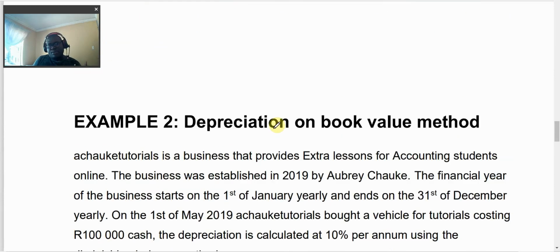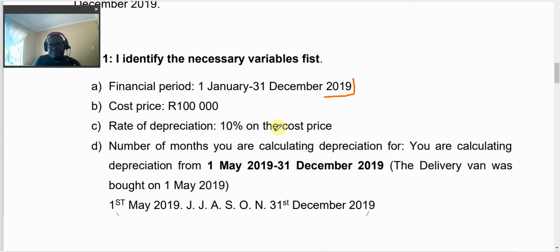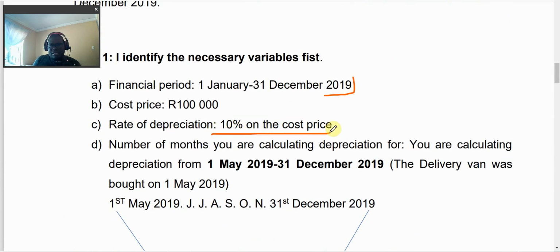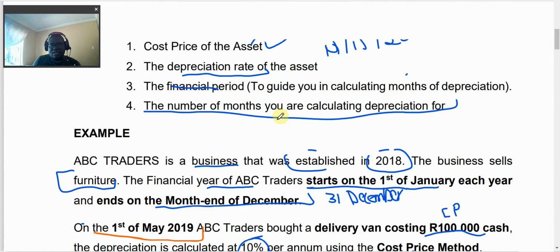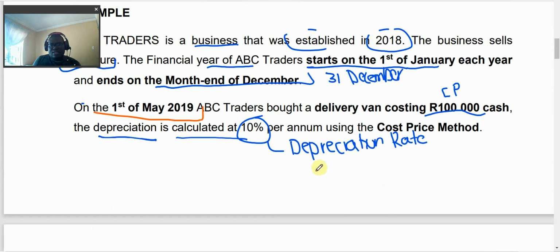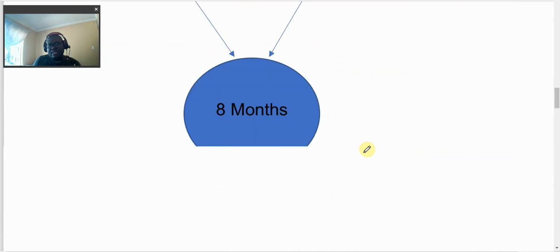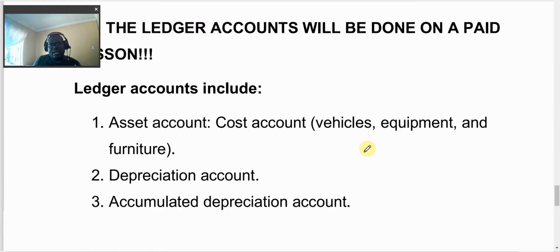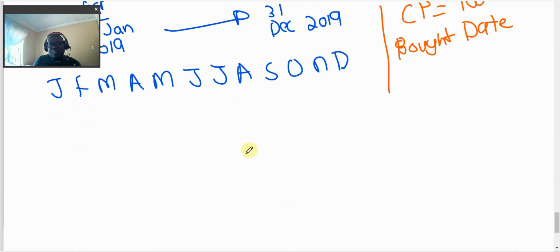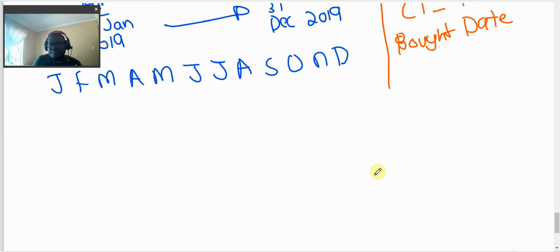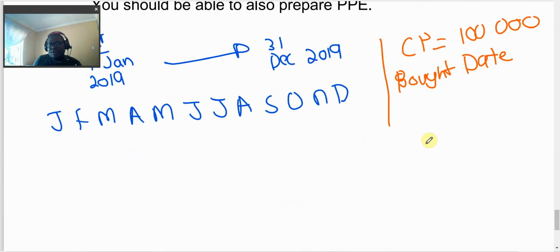Let's check the rate before we go to the bottom. The rate, we know they told us the rate is 10%, which we identified, the cost price 100. So we're just going to go there and do the calculations. So we know that the cost price is 100,000, and then this thing was bought on the 1st of May 2019. The rate was 10%, right?